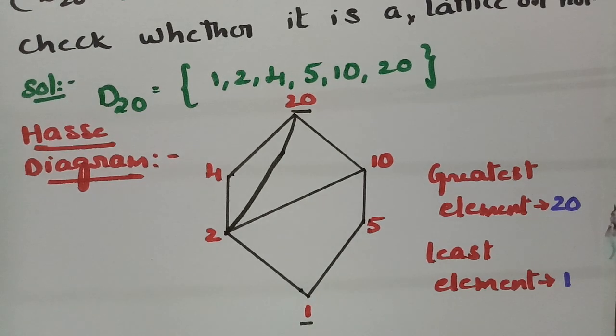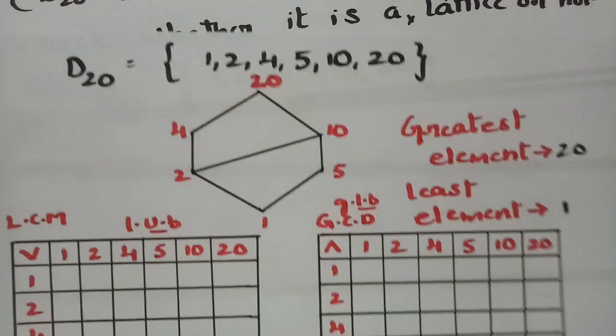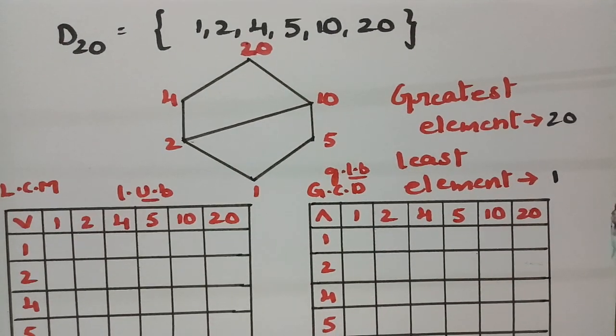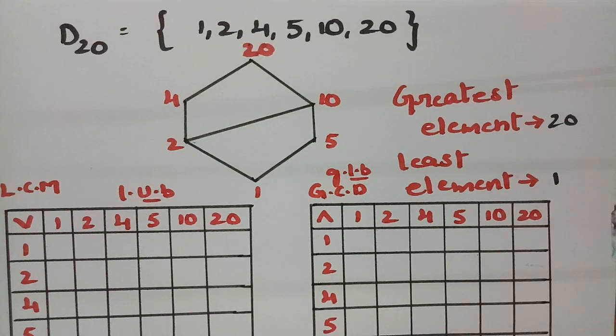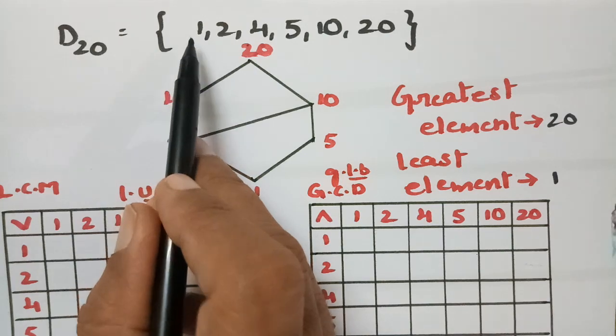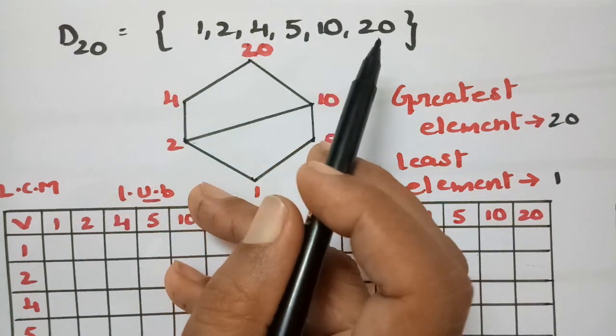Next, we have to find whether each and every element possesses a complement or not. If each element possesses at least one complement, then we say that the given lattice is a complemented lattice. For that, let's get started. Here there is a divisibility relation, and these are all the divisors of 20: 1, 2, 4, 5, 10 and 20.